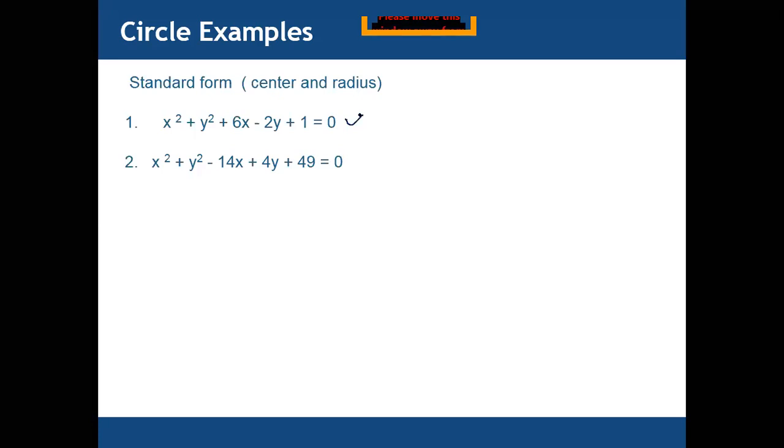If you first arrange this one, do we have time? Yes, I think we have time. Let me solve just this question. So x square plus y square plus 6x minus 2y plus 1 is equal to 0. If we arrange this one, x square plus 6x, x with x, then we have y square minus 2y plus 1 equal to 0.